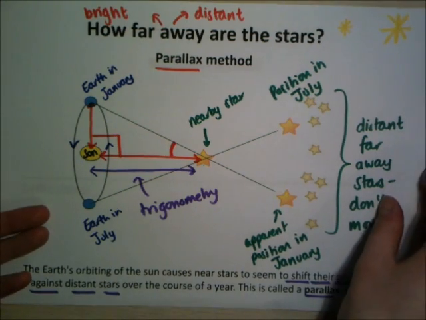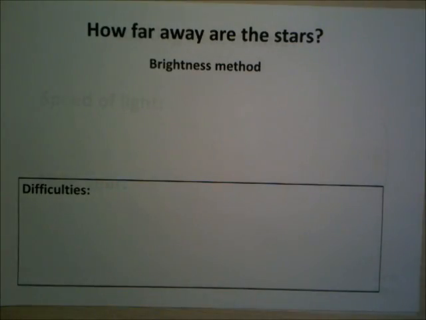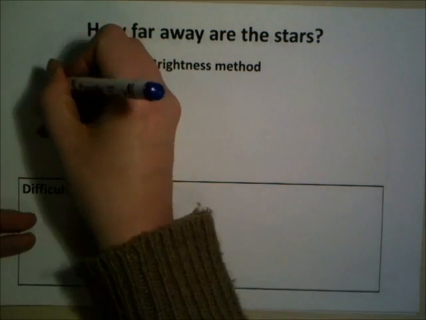Now there's another method which we can use for some certain types of stars. That's called the brightness method. Now we talked about how we can't just say, oh, it's a brighter star, therefore it must be closer, because a really big bright star that's far away might look a bit dimmer than a really close dim star. However, there's luckily something called supernova.